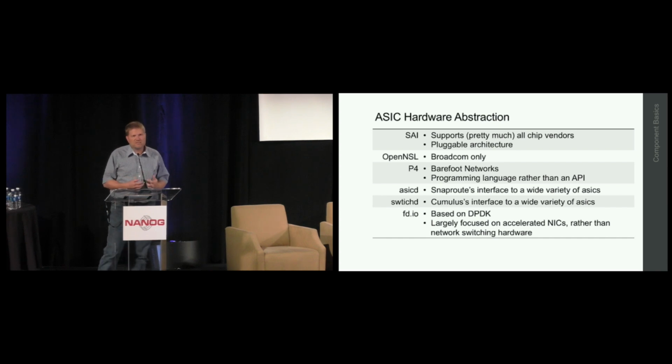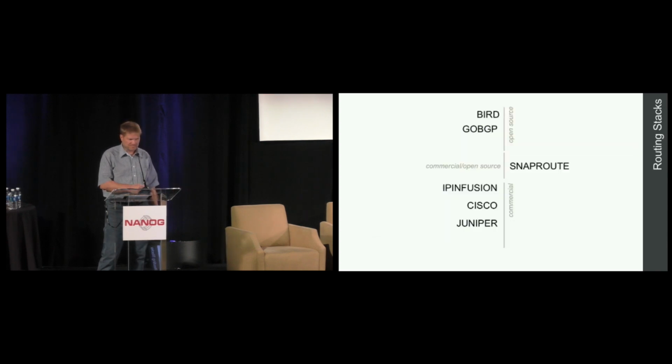ASIC-D is SnapRoute's interface to a wide variety of ASICs. This is proprietary to SnapRoute. You have to buy this from them. Switch-D is Cumulus's very similar product. FDIO is based on DPDK, and this is another open source project that I think started out at Cisco and became a general project that you can use. It's largely focused on NICs, however, rather than network switching hardware. So this gives you a slight rundown of some of the projects that are out there. In fact, these are all the ones that I know of. There may be others that are built into things like IP Infusion and other projects that are out there.